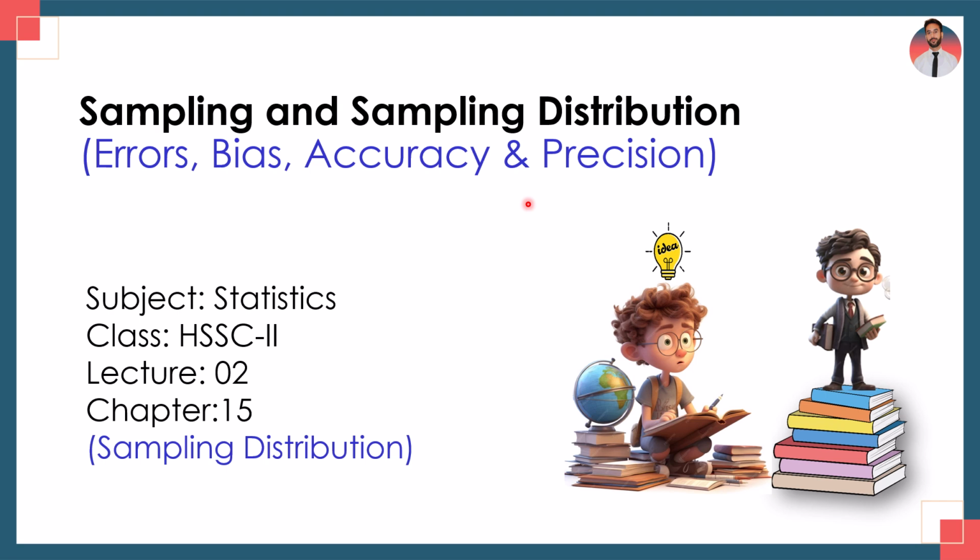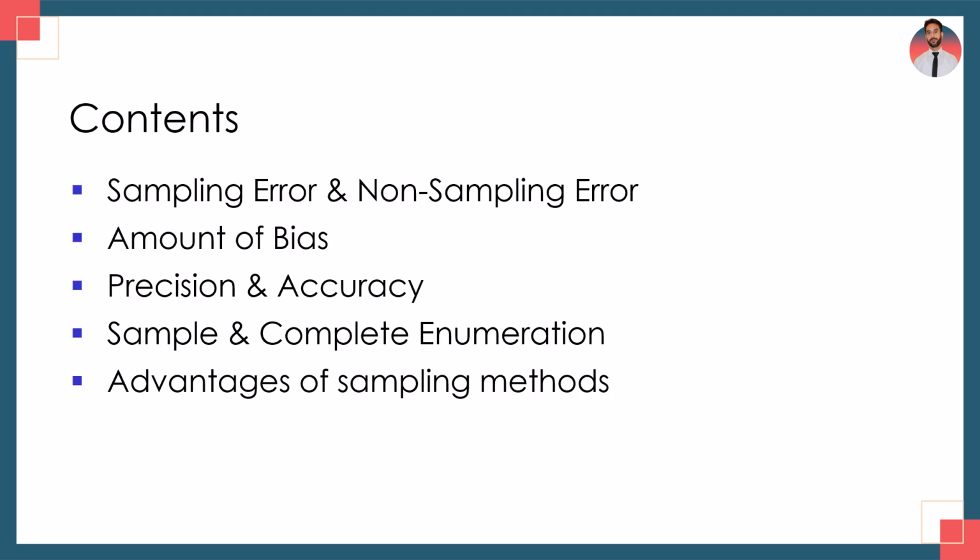Let's start the topic with important definitions: errors, bias, accuracy, and precision. In the contents of this lecture, I will discuss some important definitions. At the first point, I will discuss sampling error and non-sampling error. In the second point, I will discuss amount of bias. In the third point, precision and accuracy. In the fourth point, I will discuss sample and complete enumerations. And the last point is advantages of sampling methods. These are the terms which I'm going to discuss one by one.